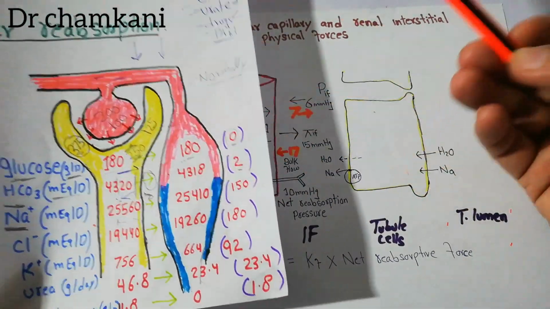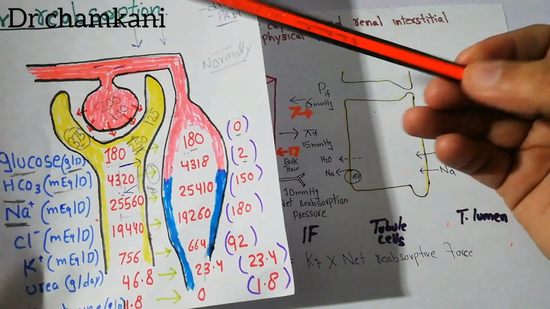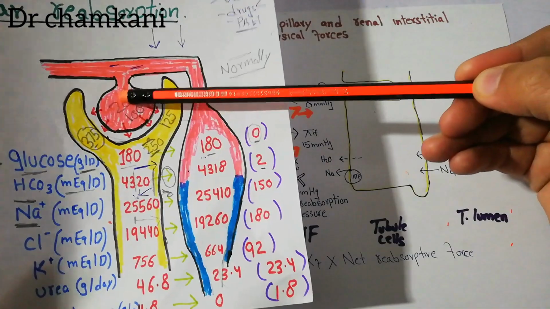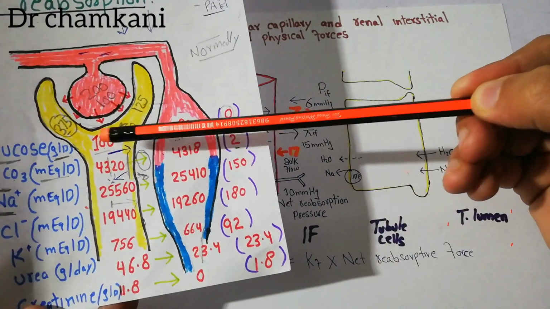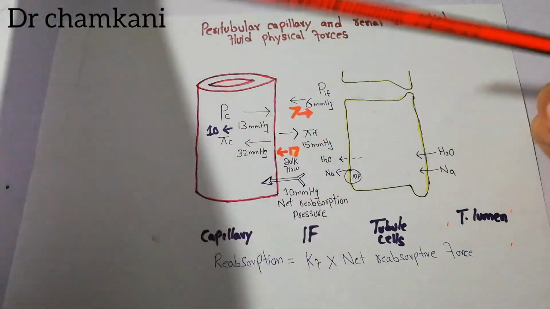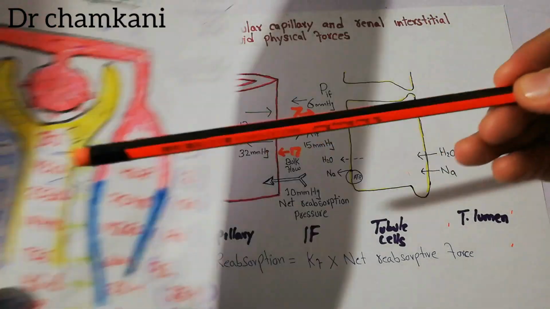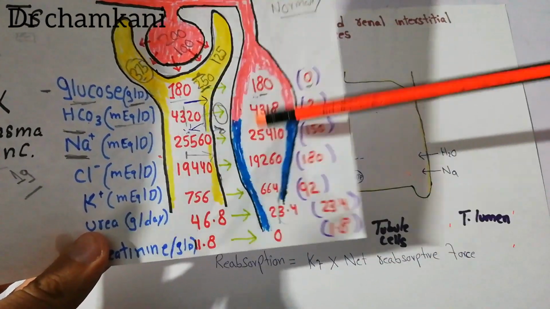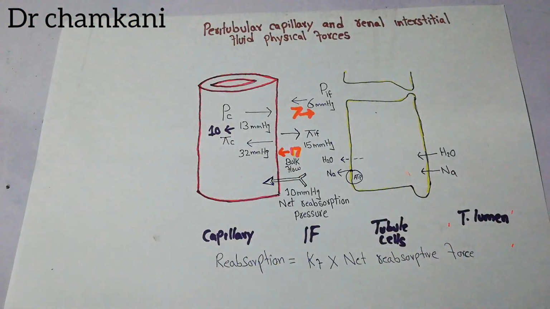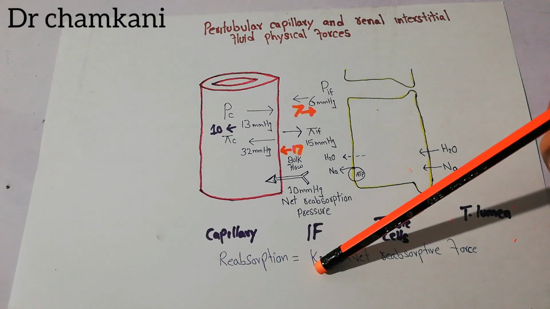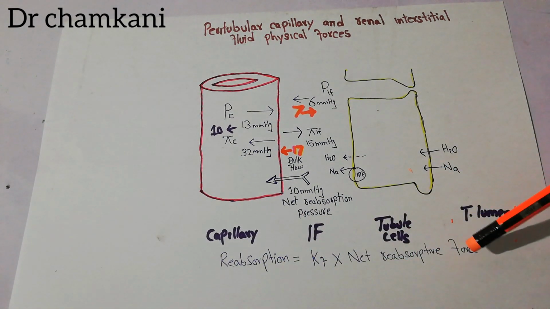We have discussed multiple times that the process of urine formation starts by filtration. This is the glomerulus, and here the filtration process starts, and then after filtration we have the reabsorption. So we are discussing the reabsorption process, the factors which will increase the reabsorption of fluid and electrolytes from the renal tubule into the peritubular capillaries. So this reabsorption is determined by two main factors, the filtration coefficient and the net reabsorptive force.